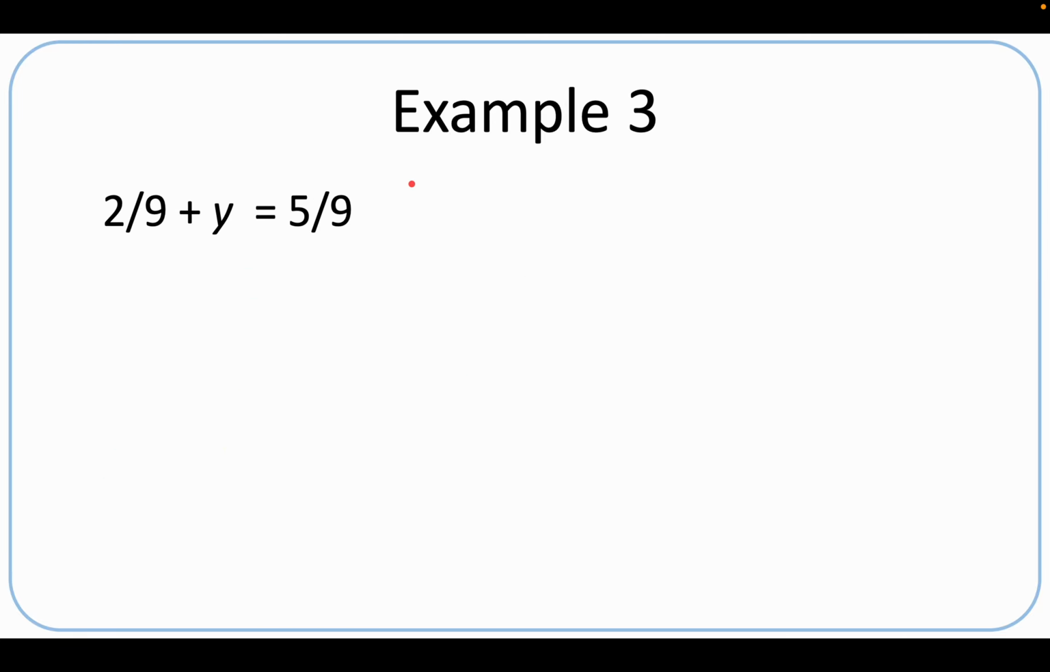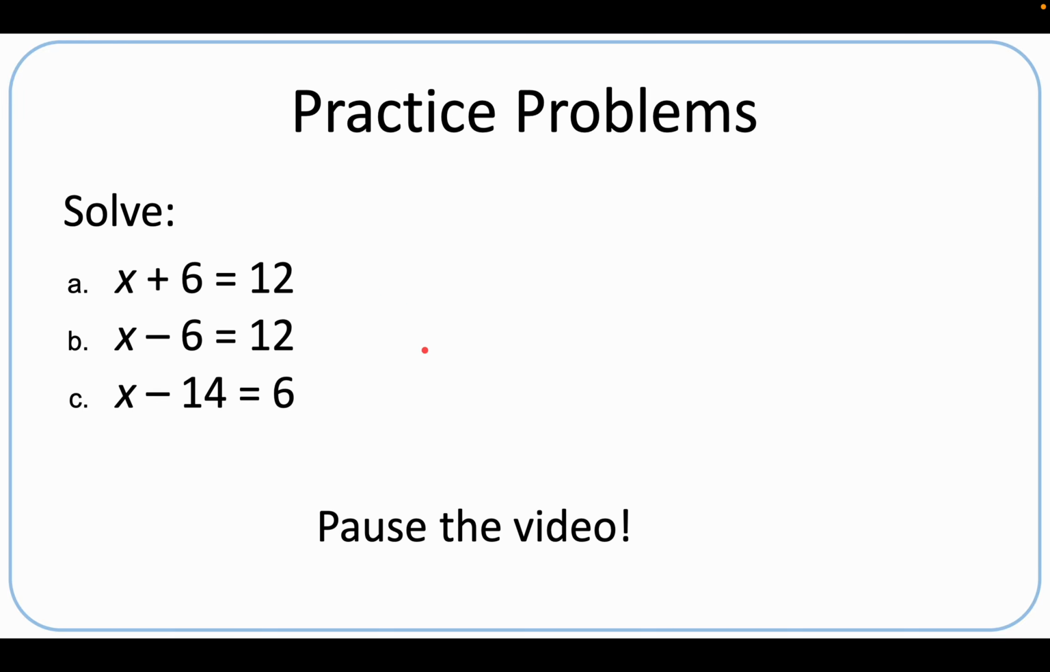Third example, 2 ninths plus y equals 5 ninths. So yes, you will see fractions in your equations, but don't be scared about that. So obviously the answer here, y would equal 3/9 because we have common denominators and we're just adding up our numerators. 2 plus 3 equals 5. 3/9, which you could also reduce to 1/3. So very short lesson. Here are your practice problems. Just pause the video, quickly answer those, and then we'll check your answers on the other side.